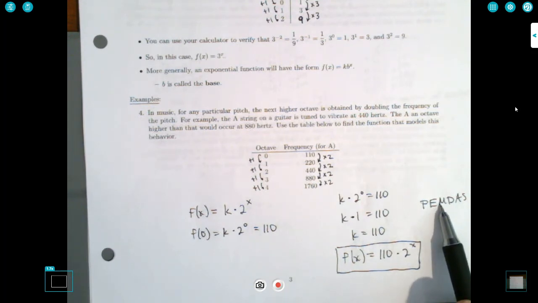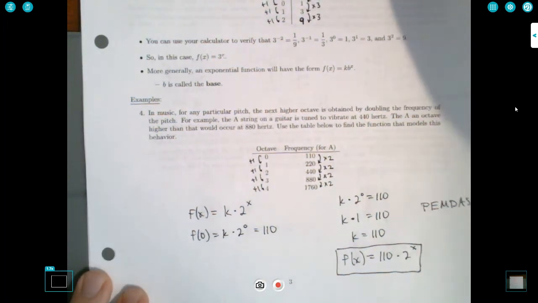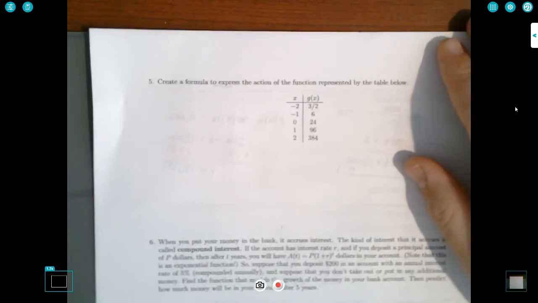So if you were to plug in 3 here, and this would be a good thing for you to test out, if you do 110 times 2 to the 3rd power, and you punch that into your calculator, you're going to get a different result than if you punch 220 to the 3rd power into your calculator, right? So it's not the same thing. The moral of the story is don't multiply these things together. It's not the same, okay? But anyway, that's the function. So that's pretty cool. A few more examples.